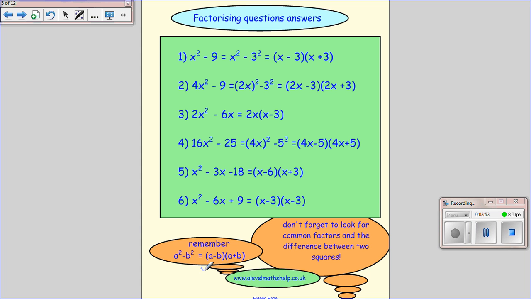Okay, I hope that's helpful. I'll do some factorising questions where the coefficient of the x squared term is not 1 in another video.